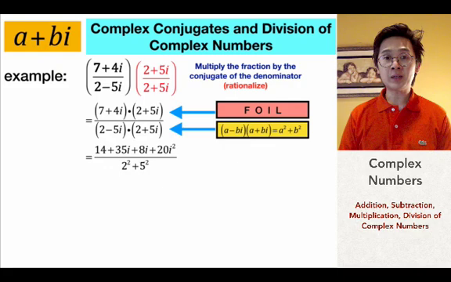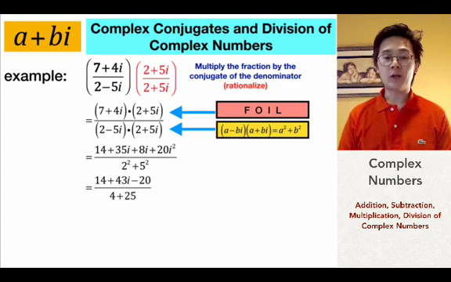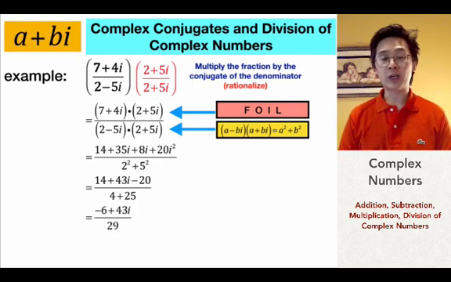And for the denominator, we're only squaring the real part, which is 2 squared, and the imaginary part, which is 5 squared, leaving us with 2 squared plus 5 squared. And by simplifying our numerator and the denominator, we'll have 14 plus 43i minus 20 all over 4 plus 25. And by combining like terms, we'll end up with negative 6 plus 43i all over 29.